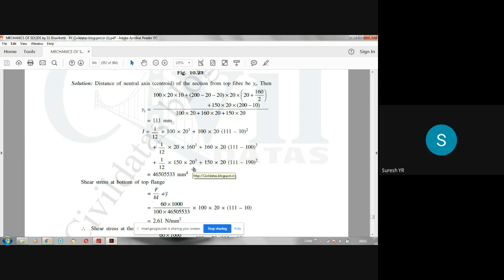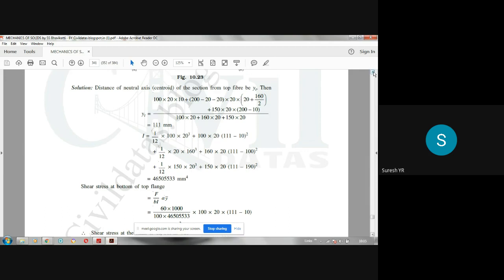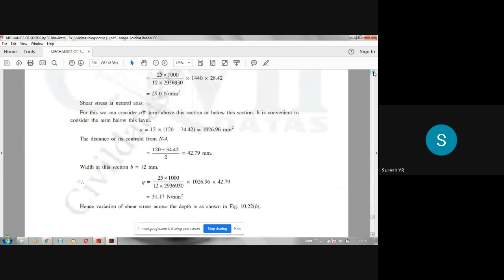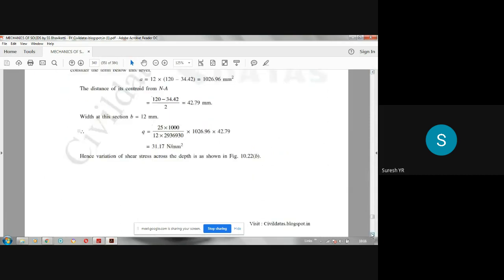But for I section and T section, whether symmetrical or unsymmetrical, you have to compute the distance of the centroid, and then you have to compute the moment of inertia about that centroidal or neutral axis. So this is what you have to do. Then you calculate the shear stress at all the points where you need the values of shear stress.